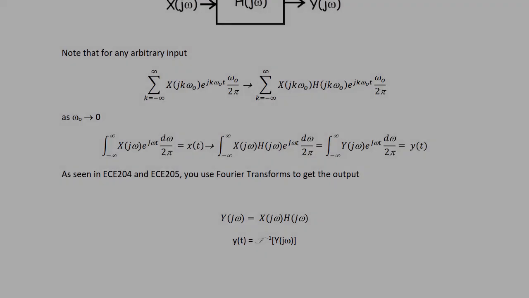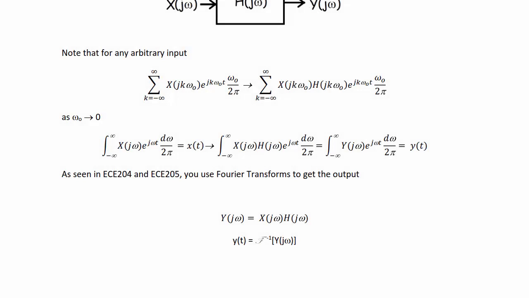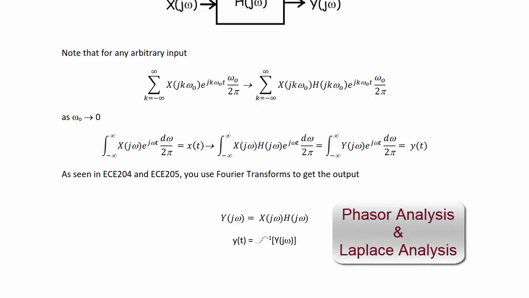So this is how we go from the time domain to the frequency domain to find the response to an LTI system. And this relates to what you learned in ECE204 and 205, which was AC circuits and systems, based upon Y of j omega equal to X of j omega times H of j omega, where y of t is the inverse Fourier transform of Y of j omega.